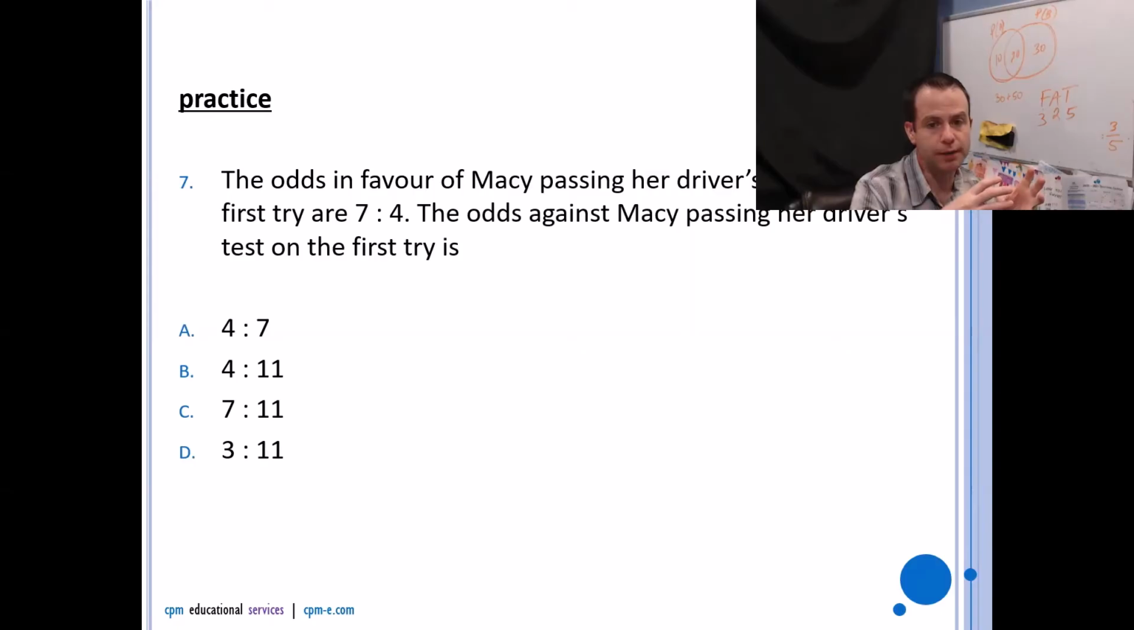Okay, it's always what you want versus what you don't want. So when we say odds against here, what we want essentially is Macy failing. So that'd be 4 to 7 instead of 7 to 4. As soon as we start talking about the odds against something, the against is now what you want. So always think about it as what I want versus what I don't want.